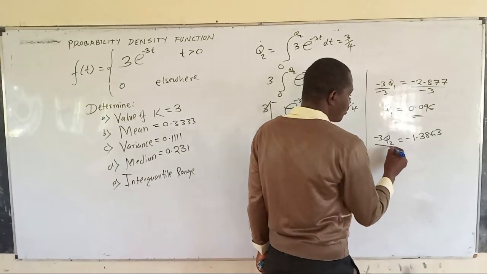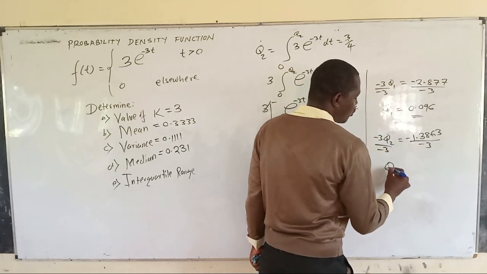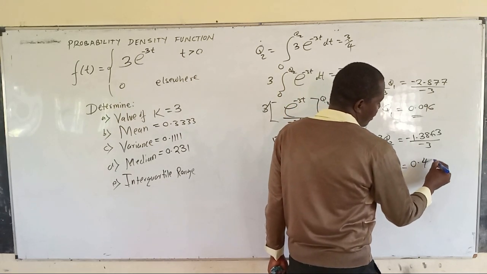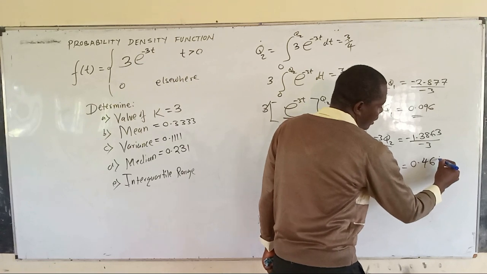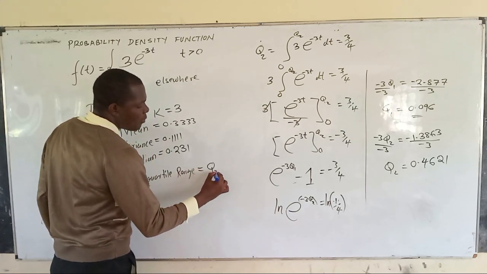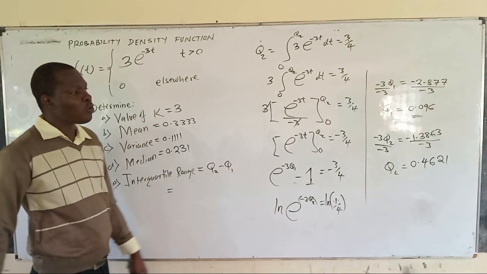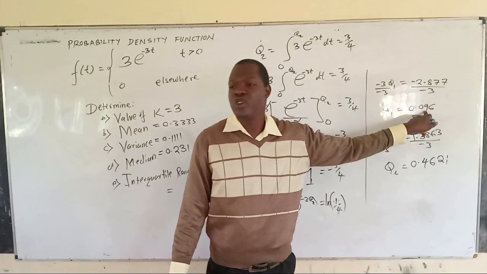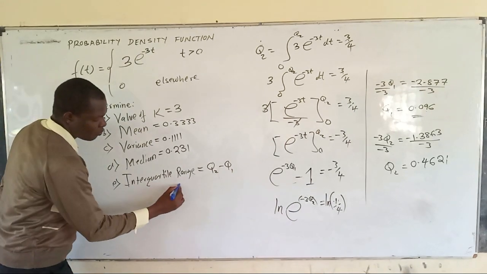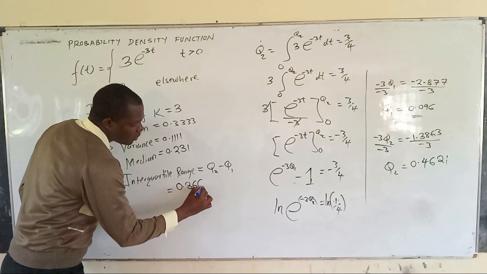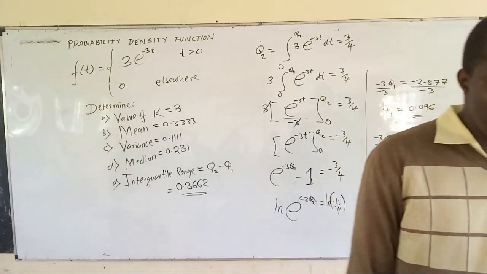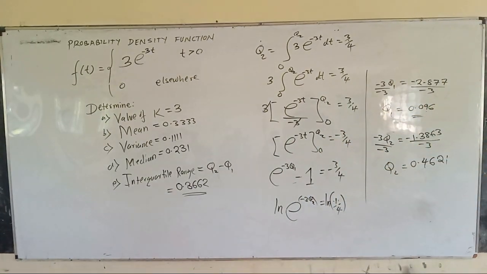Then you get the answer. You divide both sides by negative 3, and you get Q2 to be 0.4621. So what is now the interquartile range? The upper quartile minus the lower quartile. So it is 0.4621 minus 0.096, and you get the answer to be 0.3662. So that is how to get the interquartile range. It is the upper quartile minus the lower quartile.